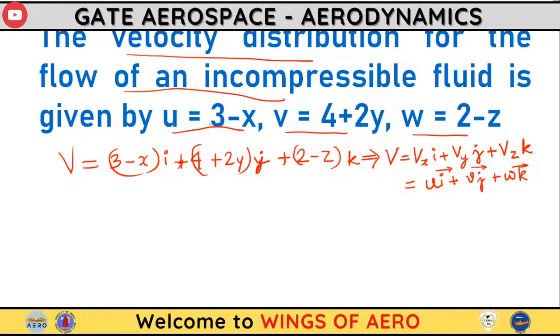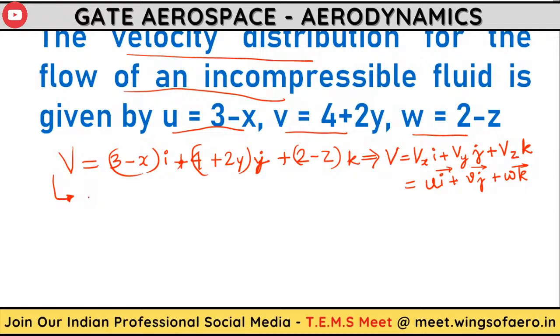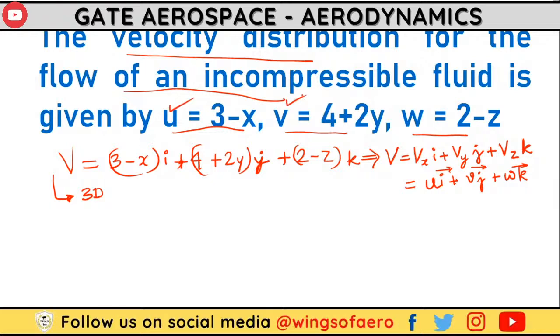Now, first of all, tell me what is the dimension of the flow? Whether it is 1D, 2D or 3D. 3D. It is 3D, very good. It is 3D because we have U, V and W.